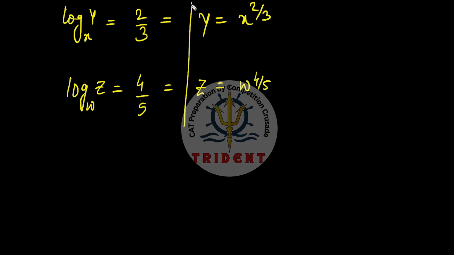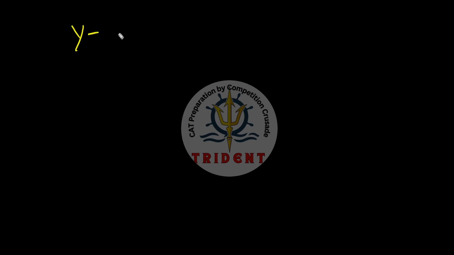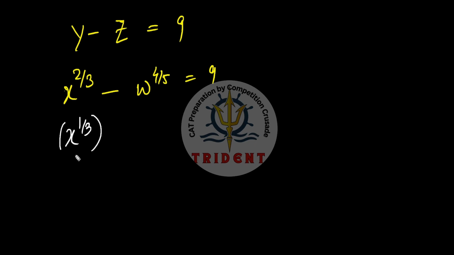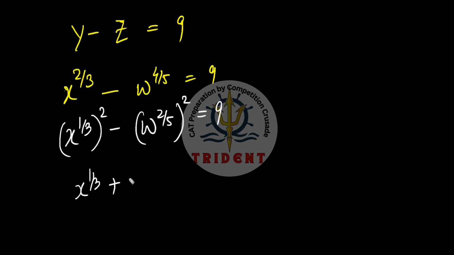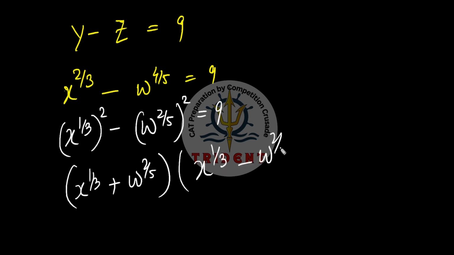Beyond that, you have realized that we have got the values of y and z in terms of x and w. Now we need to use the third statement: y minus z is given as 9. Just now we calculated y to be x to the power 2 by 3 and z to be w raised to the power 4 by 5, that is equal to 9. Now if you are a little smart, you can write x raised to 1 by 3 whole square minus w raised to the power 2 by 5 whole square is equal to 9. And obviously this is a square minus b square, so you can write x to the 1 by 3 plus w to the 2 by 5 and x to the 1 by 3 minus w to the 2 by 5, that is equal to 9.